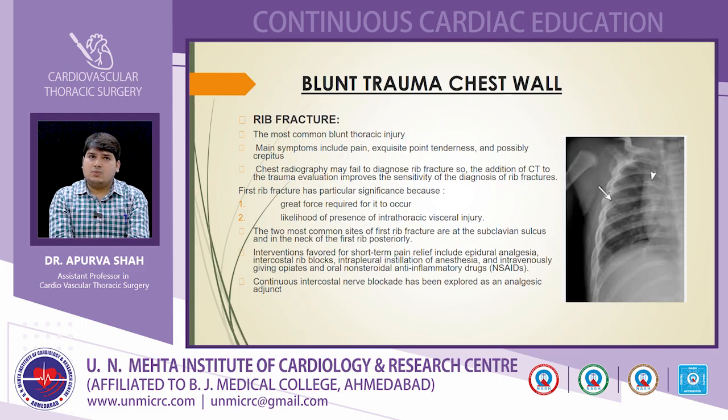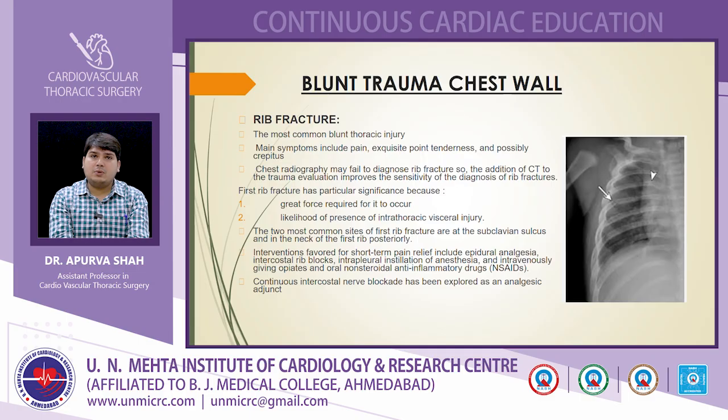Blunt chest wall injury, the most common of which is rib fracture. It is the most common blunt thoracic injury. Main symptoms include pain, exquisite point tenderness, and possibly crepitus. Chest radiography may fail to diagnose rib fracture, so the addition of CT to the trauma evaluation improves the sensitivity of the diagnosis of rib fracture.